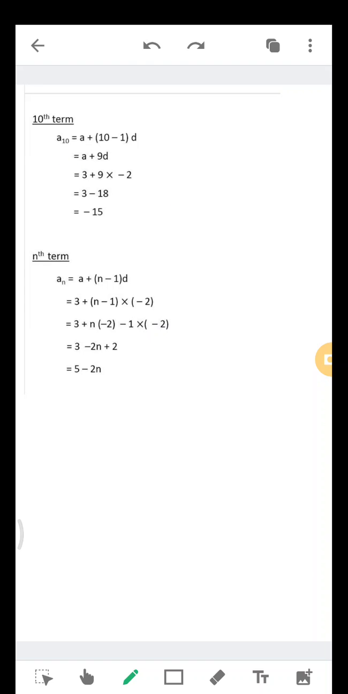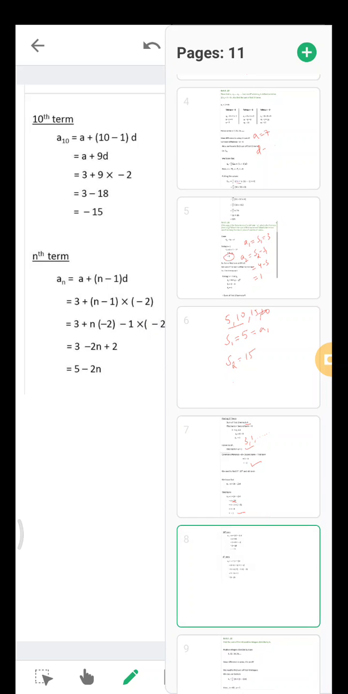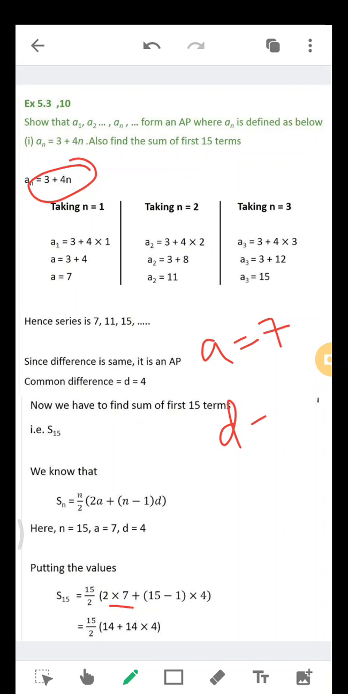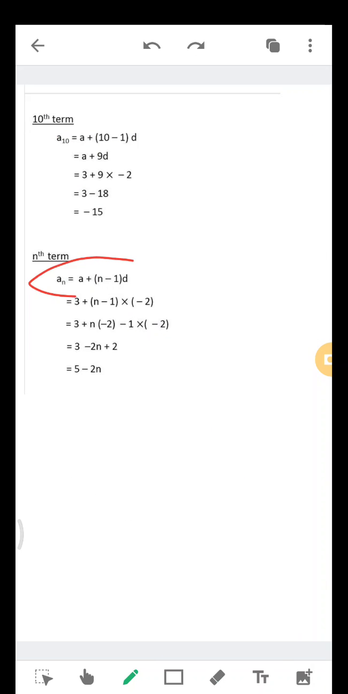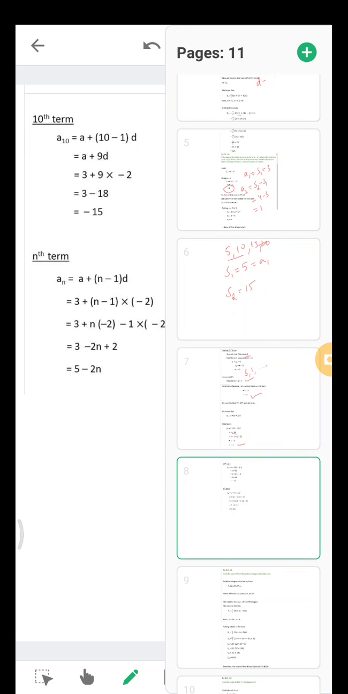Then we'll find the nth term. Just as I said in the beginning, we got a question of nth term, remember, 3 plus 4n. That nth term we have to find now. So nth term is a plus n minus 1 into d. So an is nothing but, in place of n we'll write n only, that is called the nth term. So 3 plus n minus 1 into d, d is minus 2. Multiplying it, 3 plus, minus into minus is plus 2, so we get 5 minus 2n. This is your nth term. Got it, everyone? So this is the way we can find all the required terms.